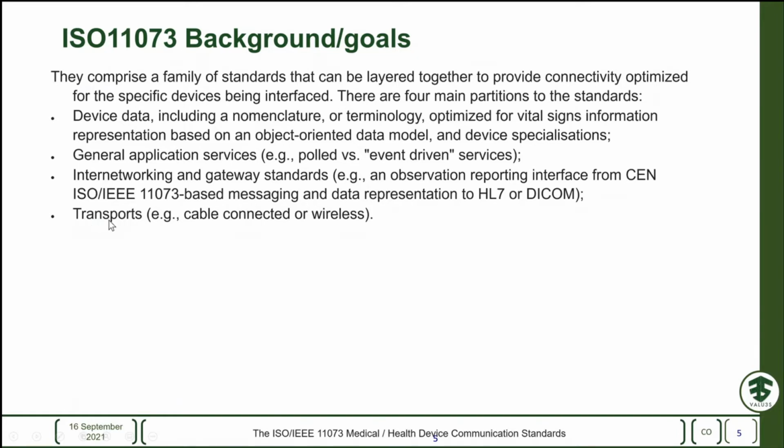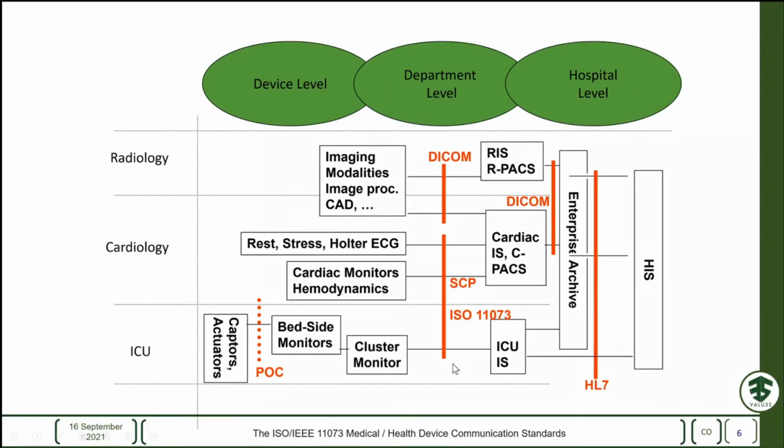At the transport layer, we have different means like cable connected or wireless technology. So this is an overview of what we can have, starting from the area of the patient, where the patient is, could be radiology, cardiology, intensive care unit. On the other extreme, this is the hospital information system, which is the information system of the hospital in general with administrative data. But in between, at device level, departmental level, or hospital level, there is interoperability as well.